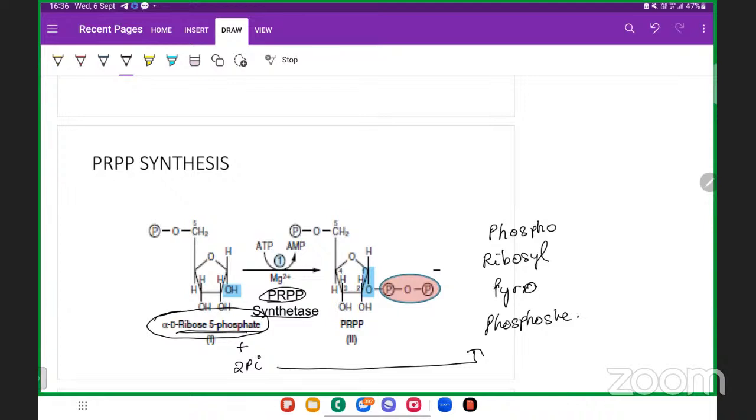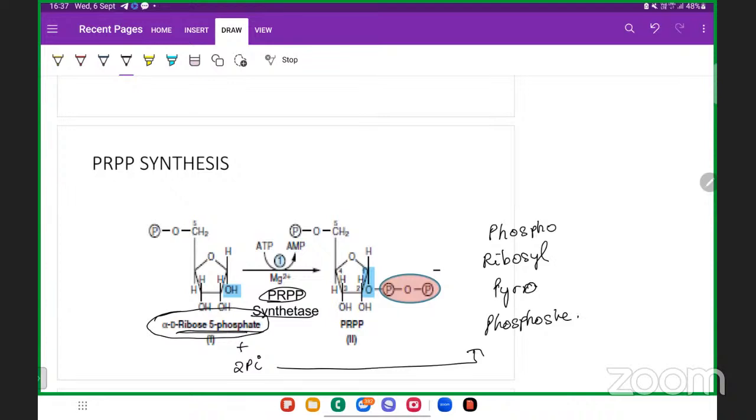So you are going to have your ribose 5-phosphate. When this ribose 5-phosphate gets phosphorylated in the presence of ATP, by pyrophosphate synthase, you are going to have your phosphoribosyl pyrophosphate. That is PRPP synthetase. So PRPP synthetase is going to give you phosphoribosyl pyrophosphate.